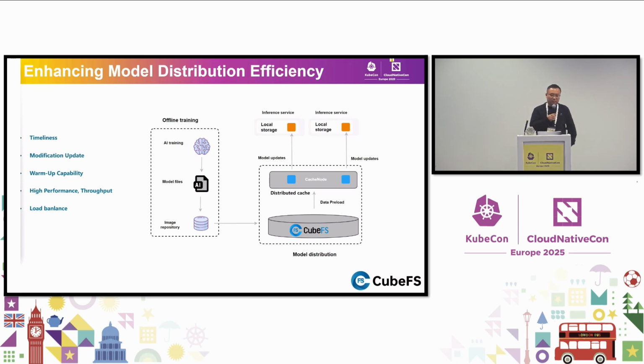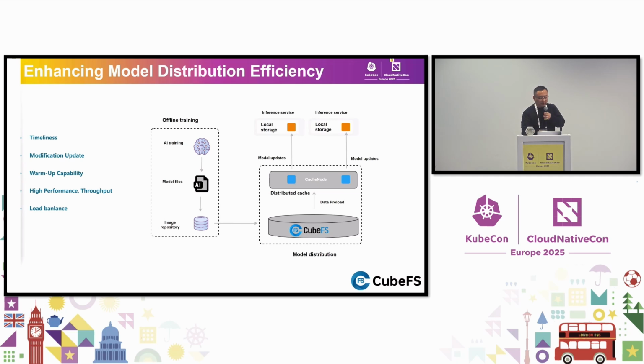Next, let's talk about the model distribution. Model distribution is a big challenge for multi-regions. In OPPO, the efficient distribution of models is also built on the cache system. So this requires the cache system to have several features.